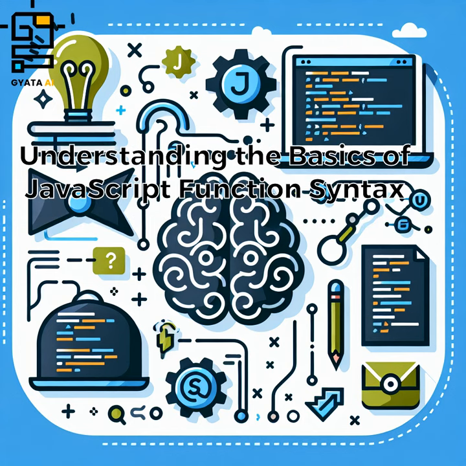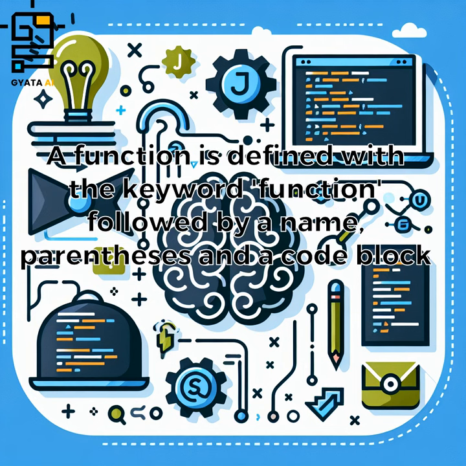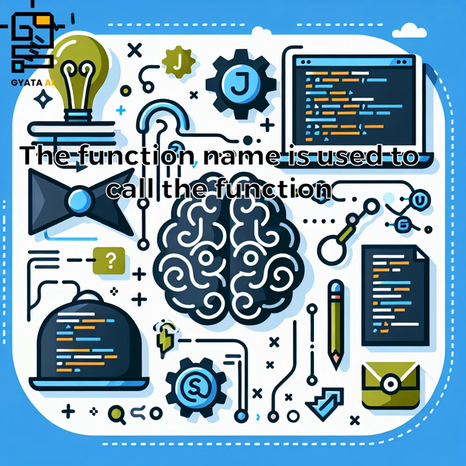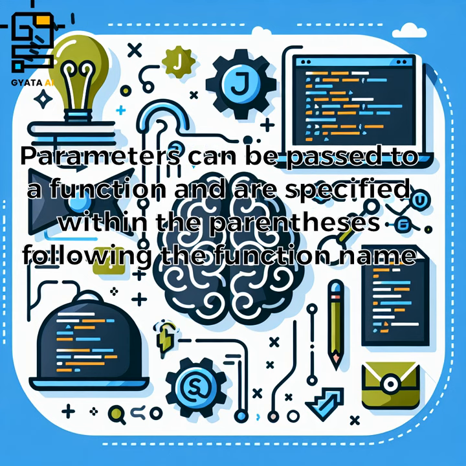Understanding the basics of JavaScript function syntax. A function is defined with the keyword function, followed by a name, parentheses, and a code block. The function name is used to call the function. Parameters can be passed to a function and are specified within the parentheses following the function name.